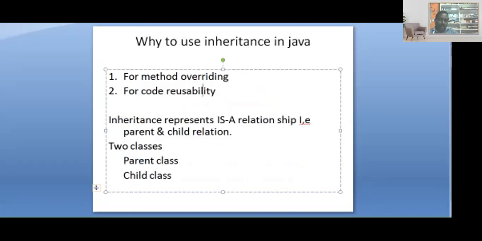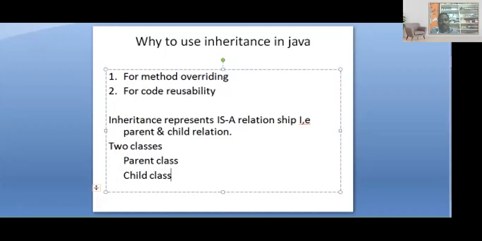We have two reasons for using inheritance. One is method overriding and the other is code reusability. We'll discuss all those things. What is method overriding and what is code reusability? Nothing but reusability of the code. Once the code is defined, if you want to use the code anywhere in the program, we can use it with this name. That is nothing but code reusability. So inheritance represents a type of relation, an is-a relationship.